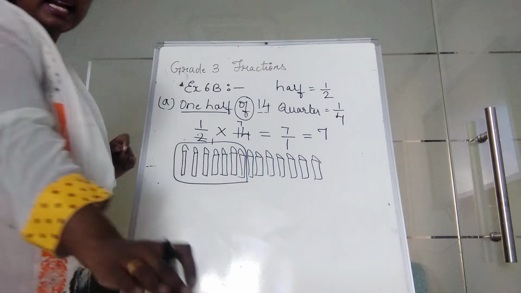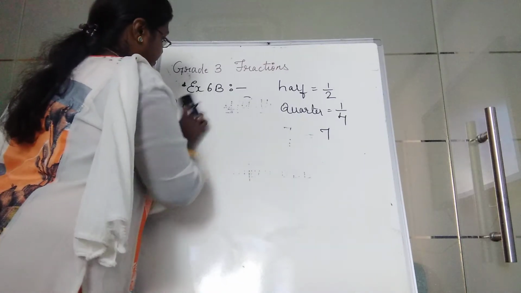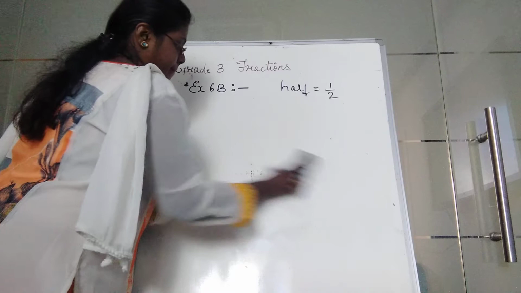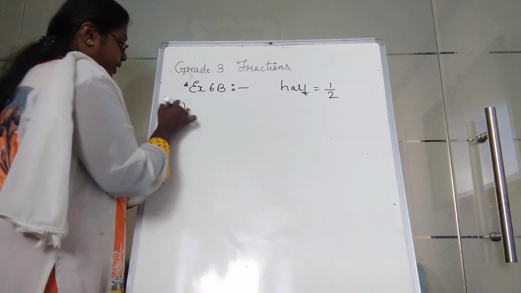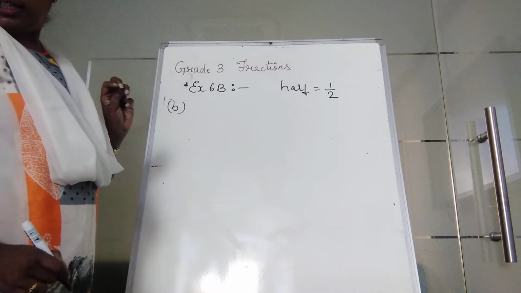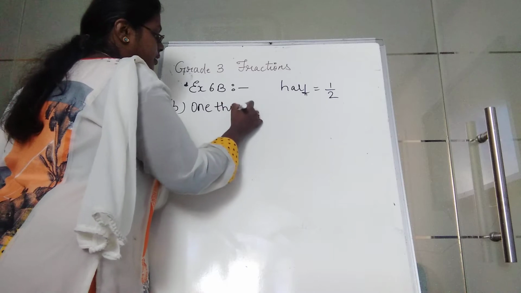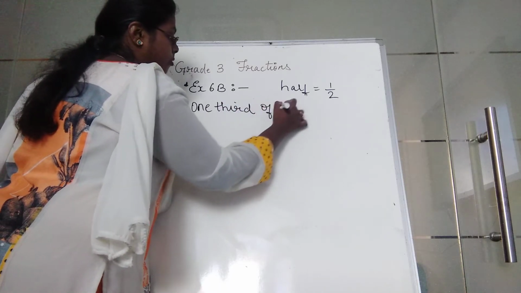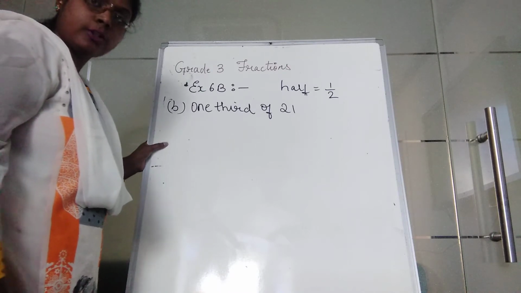We'll move on to the next problem. That is B. Let me write the question for you. 1/3 of 21. So the next one is 1/3 of 21.